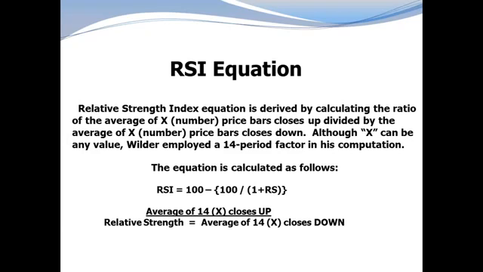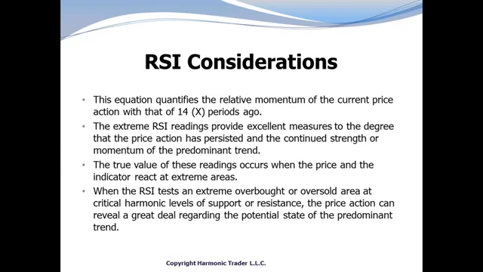Now the equation is as follows, but really the 14-period average is what we use in harmonic trading, mostly because that's what Wilder proposed. And in my studies, although I have experimented with shorter time periods and longer time periods, his 14-period average works best.